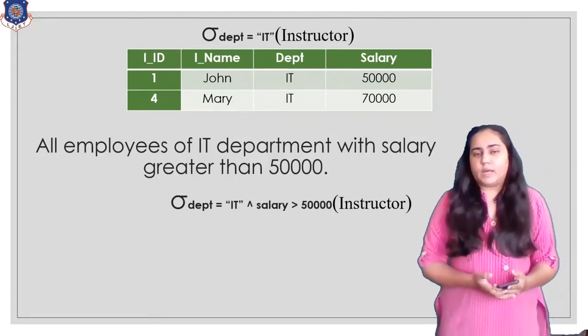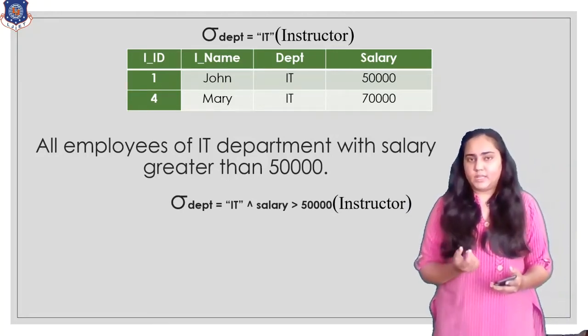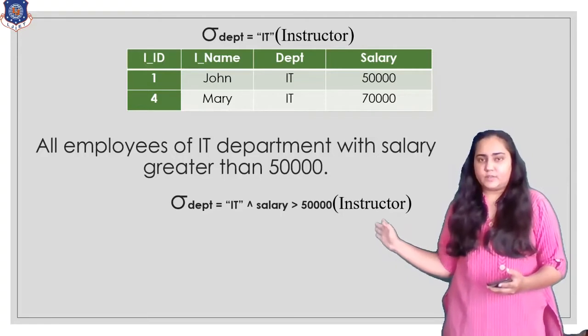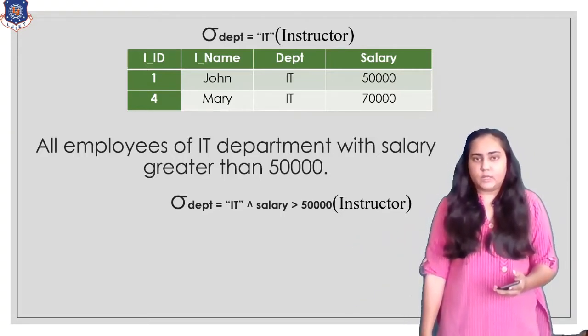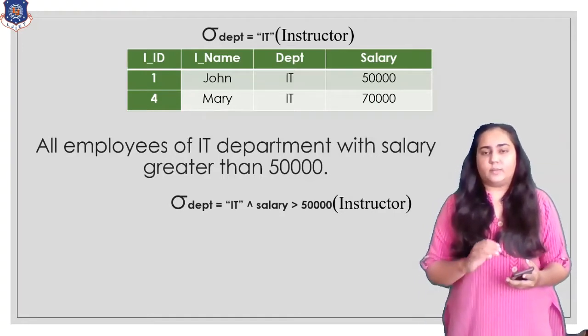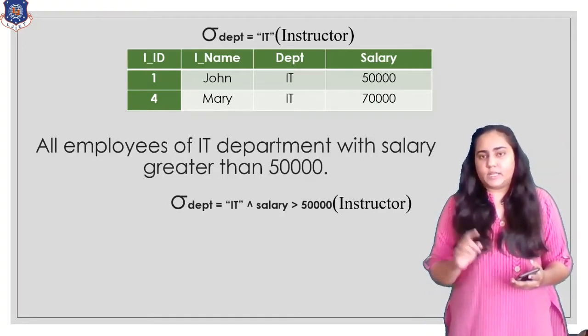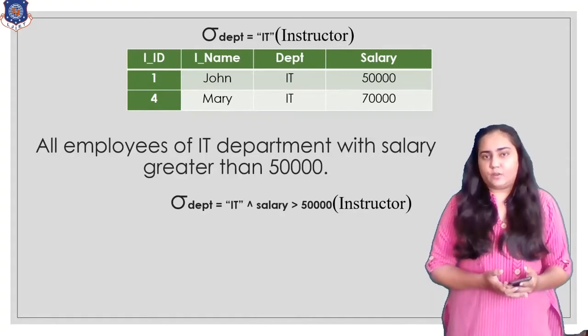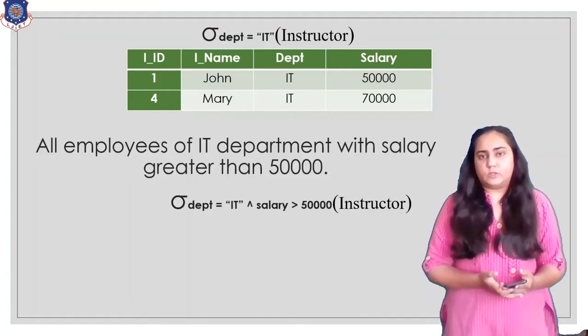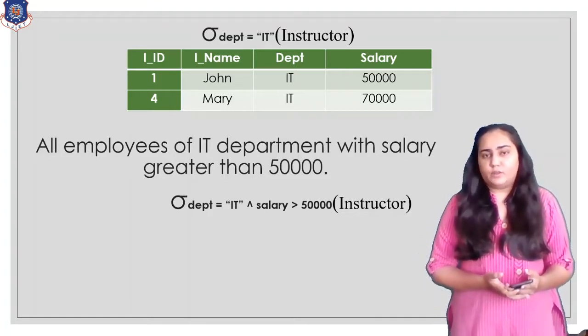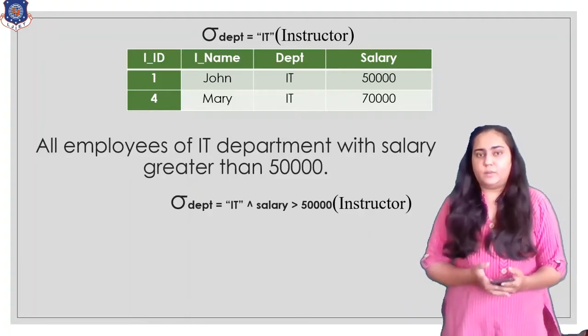So I will write my query like this. I simply need to add the second condition, which you can see added right here. I have written salary greater than 50,000, and all this is in the subscript. And in between, I have used the AND operation. So the AND operation allows you to combine two or more conditions together. And for AND, we use the symbol that's used right here.